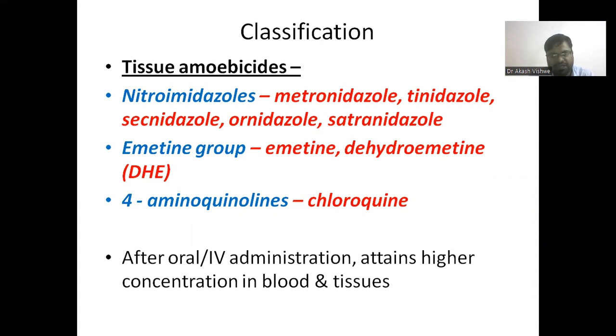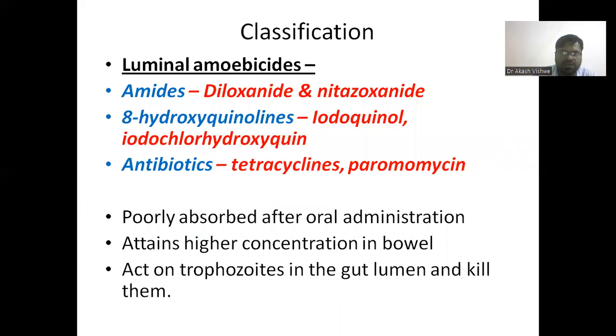Another category is the emetine group. In this category, we have two main drugs. One is emetine, and another one is dehydroemetine, short form DHE. Another category of drugs is 4-aminoquinolines. The example is chloroquine. After oral or IV administration, it attains higher concentration in the blood and tissues.